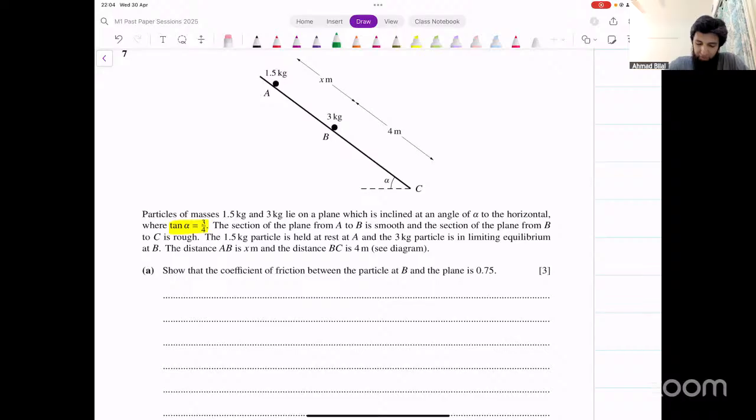Particles of mass 1.5 kilograms and 3 kilograms. We've got them there in the diagram. Tan alpha equals 3/4. AB part is smooth and B to C part is rough. 1.5 kg particle is held at rest at A, and the 3 kg particle is in limiting equilibrium at B. The distance AB is x meters and BC is 4 meters. That's given in the diagram as well. Show that the coefficient of friction between the particle at B and the plane is 0.75.